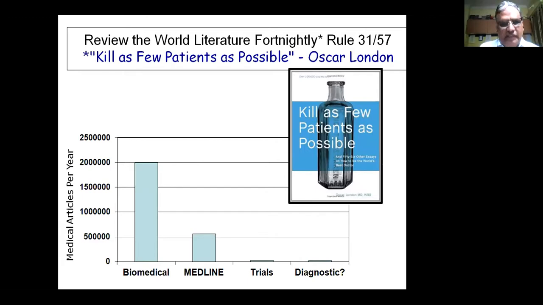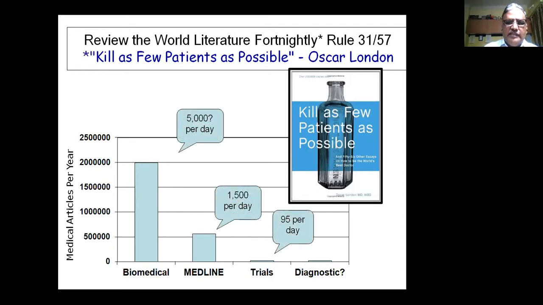One of the chapters talks about how you need to review the world literature fortnightly to keep yourself updated in your own field. His estimate was that every year about 2 million, 20 lakh articles get published in biomedical journals, and about 500,000, 5 lakh articles in Medline. Daily, it's about 1,500 articles in Medline, and in the current era maybe something like 2,500 per day. And about 100 trials get published every day from various disciplines.